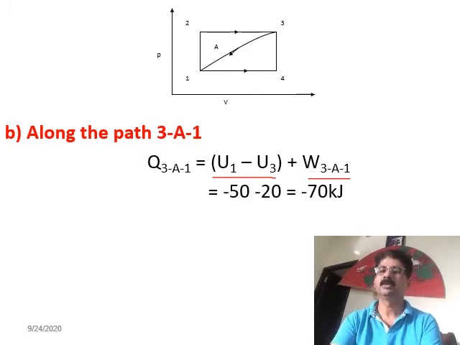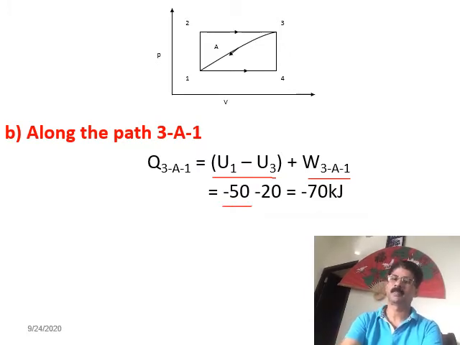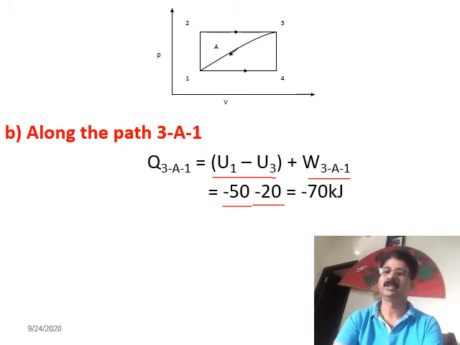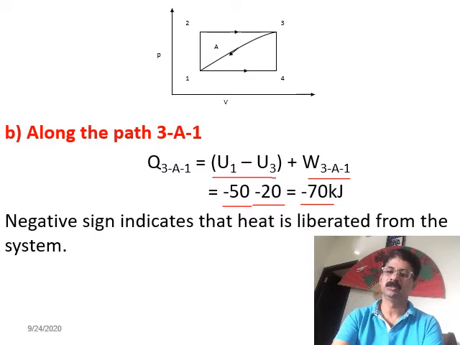So here U1 minus U3. What you calculated in the previous slide is U3 minus U1, which is 50. So U1 minus U3 becomes minus 50. And work is given as minus 20. So the net total heat transfer is equal to minus 70 kilojoules. The negative sign indicates that heat is liberated from the system, or heat is removed from the system.